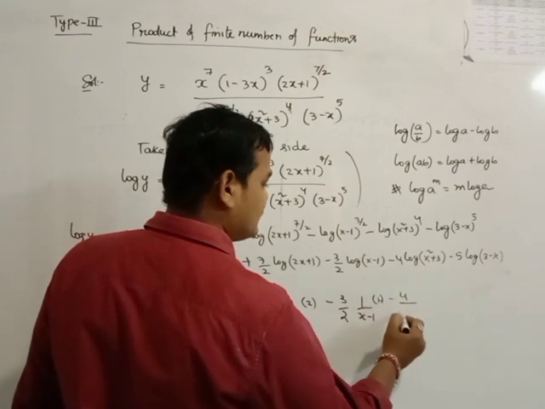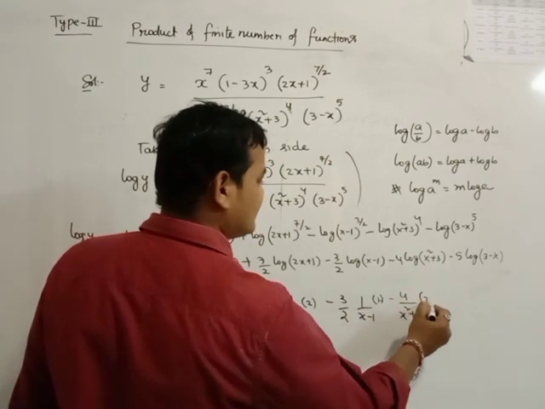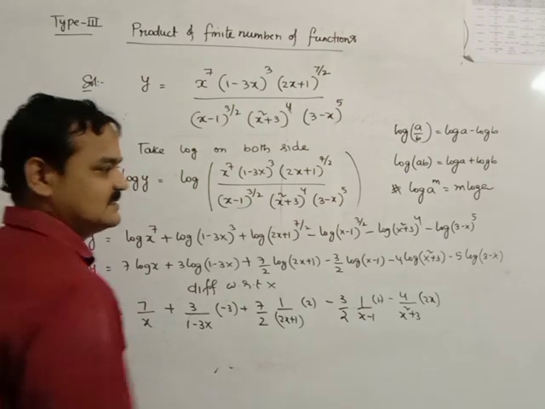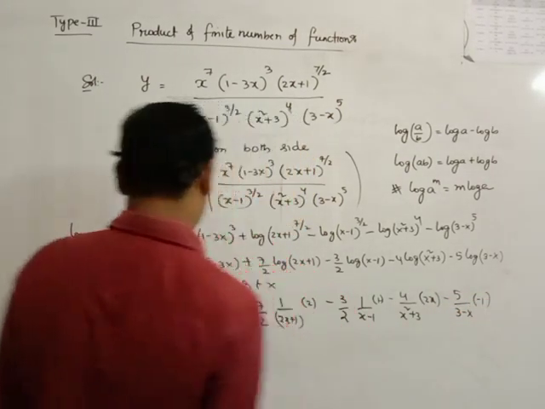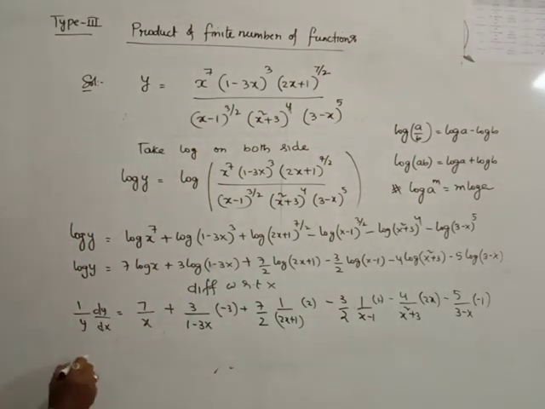Finally, minus 4 by x square plus 3 into the derivative of x square plus 3, which is 2x. Minus 5 by 3 minus x, and the derivative is minus 1. Go to the y that side. How can you change it?